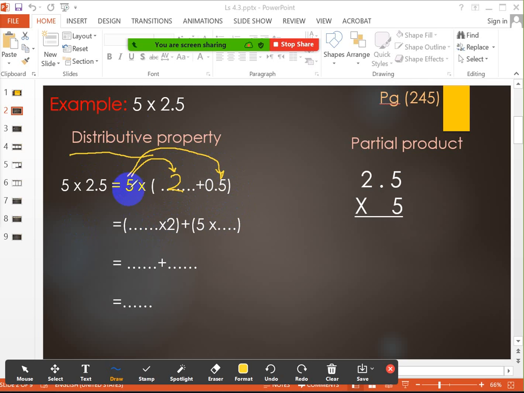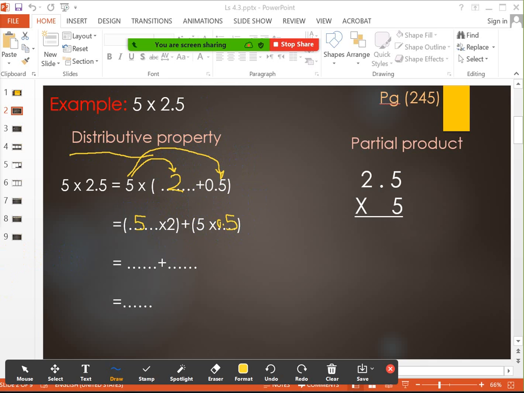That means I will take this 5 and multiply it with 2 first and put it between parentheses, and I will take the addition and put it here outside. Then I will take the same number 5 and multiply it with the decimal number, which is here 0.5 tenths. Okay? So we name this property that will help me to find the multiplication here the distributive property.